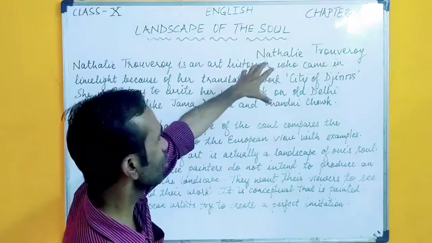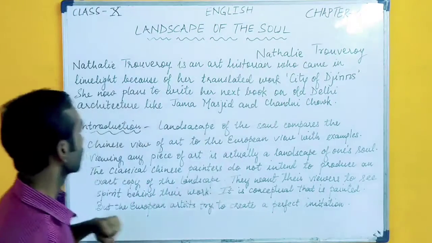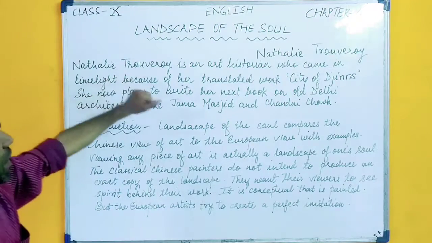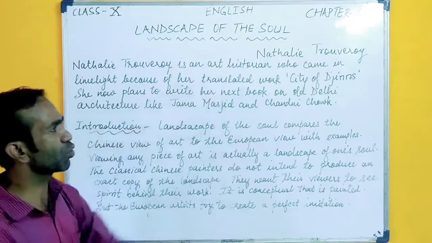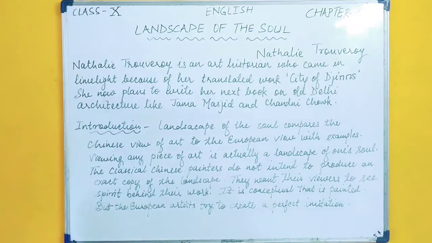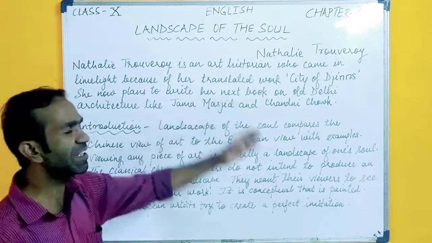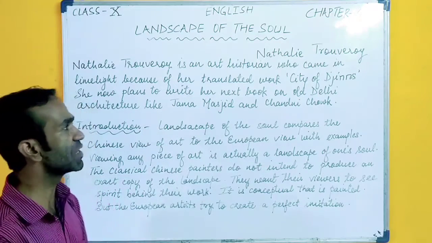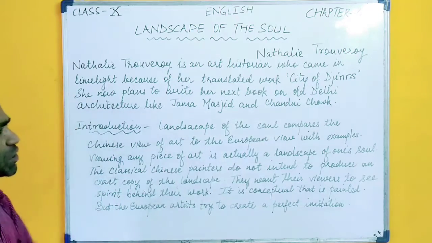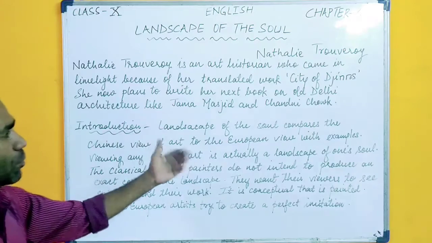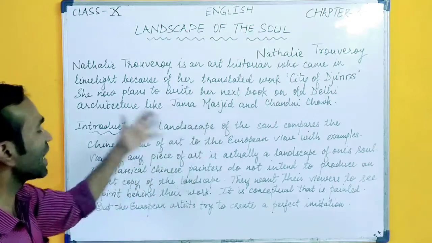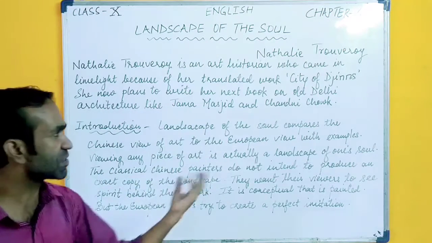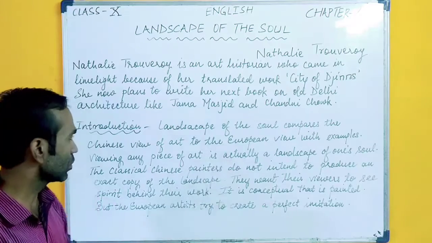Okay, let us know something about the author. Nathalie Trevedy is an art historian who came into limelight because of her translated work, City of Djinns. She now plans to write a next book on old Delhi architecture like Jama Masjid and Chandni Chowk.